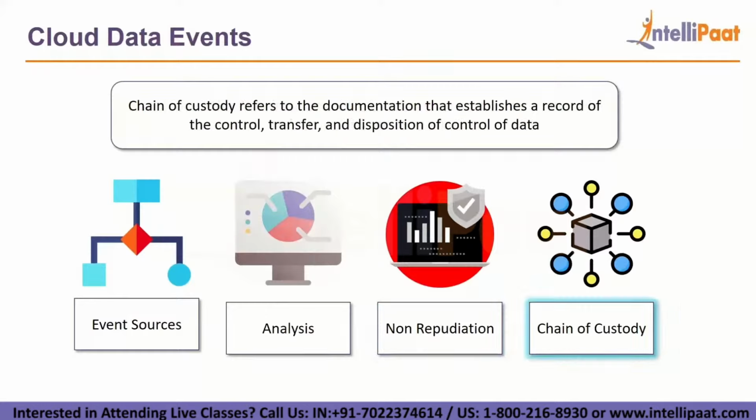And then comes chain of custody. Chain of custody could be a little difficult topic to understand right off the bat. Chain of custody refers to the documentation that establishes a record of the control, transfer, and disposition of data. The basic idea is this: once you have some data and some people have access to that data, when that person's access is revoked or is transferred to another person or another ID, that also needs to be checked.